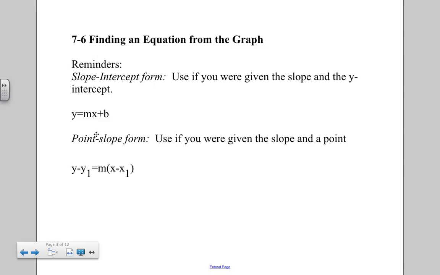We also have point-slope form of an equation for a line, and you would use that if you were given the slope and a point on the line, hence point slope. So it's kind of easy to remember which form you should use based on the information that it gives you. So here's point slope form. Your y minus y1 equals m times x minus x1. And remember, the x1 and y1 are the point given.